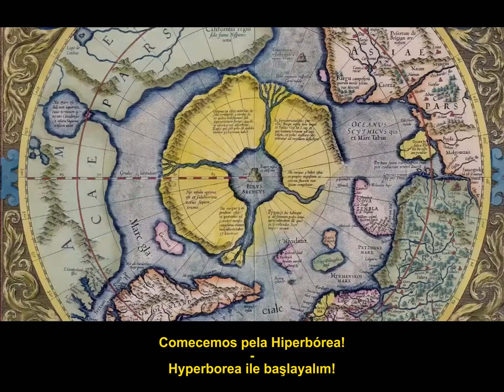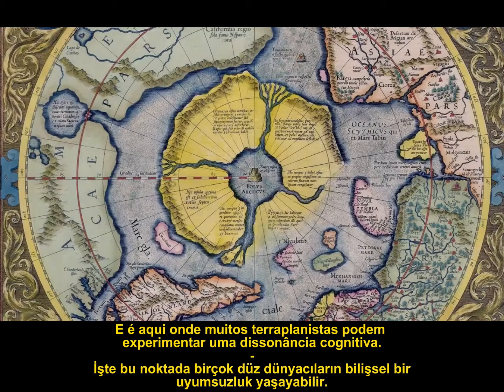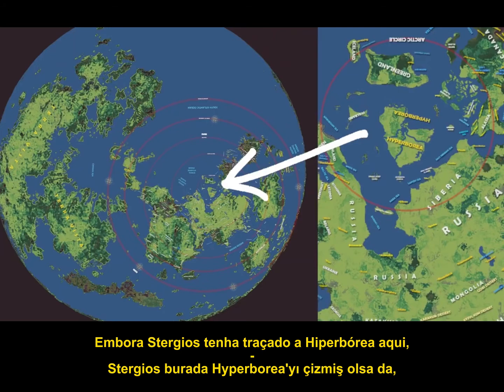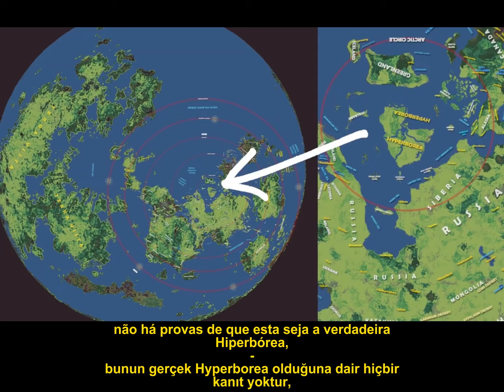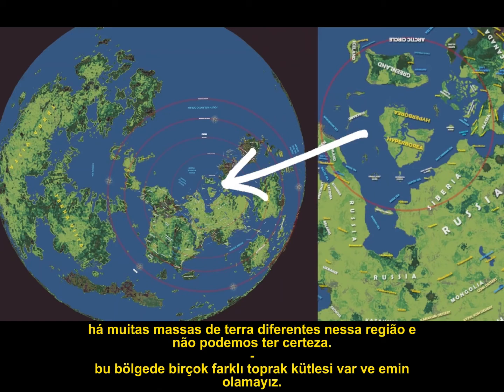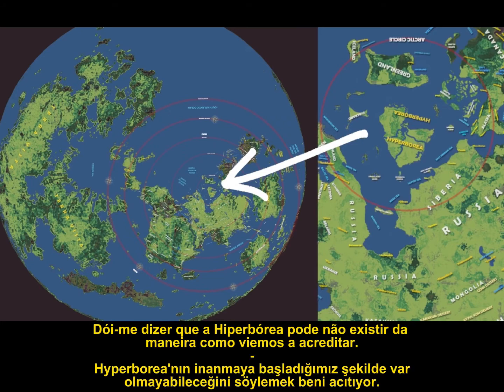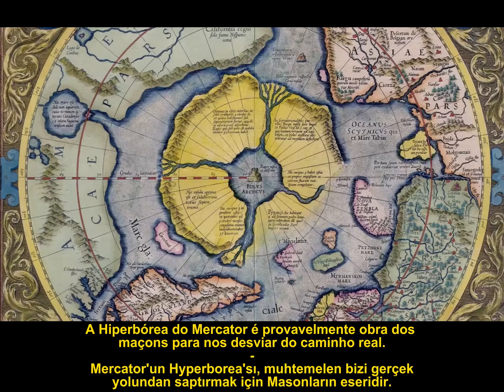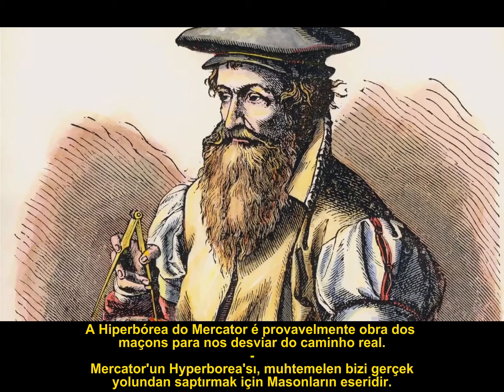Let's start with Hyperborea. And here's where many flat earthers may experience cognitive dissonance. Although Sturgios has plotted Hyperborea here, there is no proof that this is the true Hyperborea. There are a lot of different land masses in this region, and we cannot be sure. It pains me to say that Hyperborea may not exist in the way we have come to believe. Mercator's Hyperborea is likely the work of the Masons to throw us off the real path.